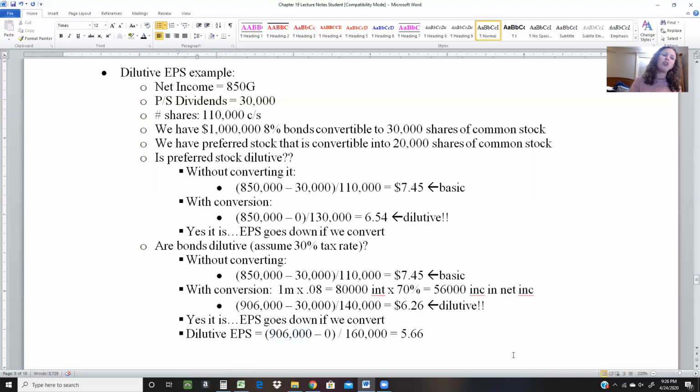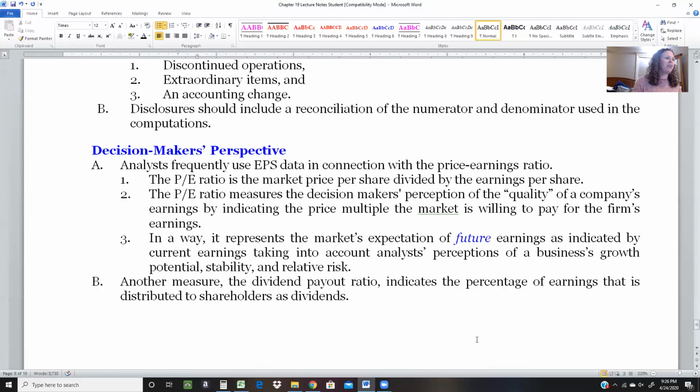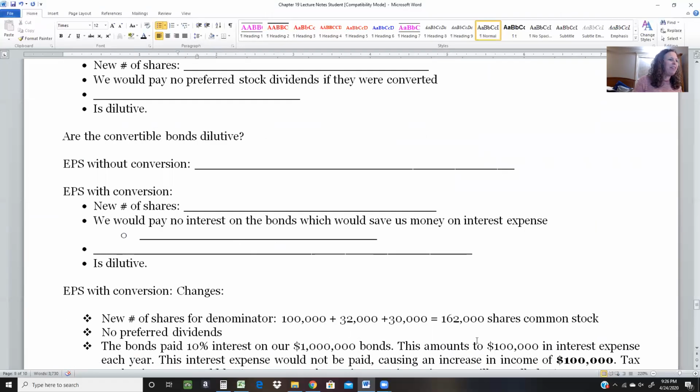Go away. So 5.66 is the answer for combined dilutive earnings per share. That was such a good problem. Okay. Is there another one? Yeah, there is. Okay. And so we'll do one more example and then we're done.